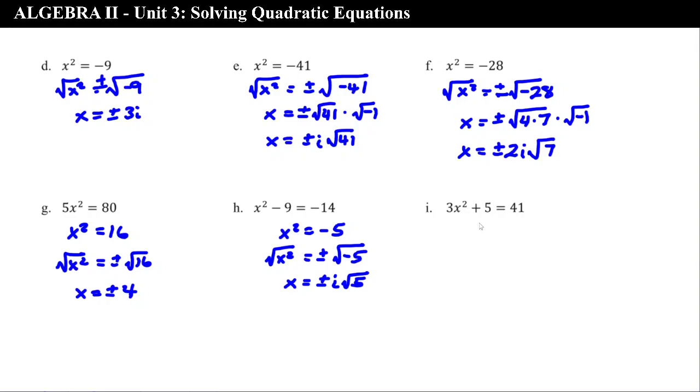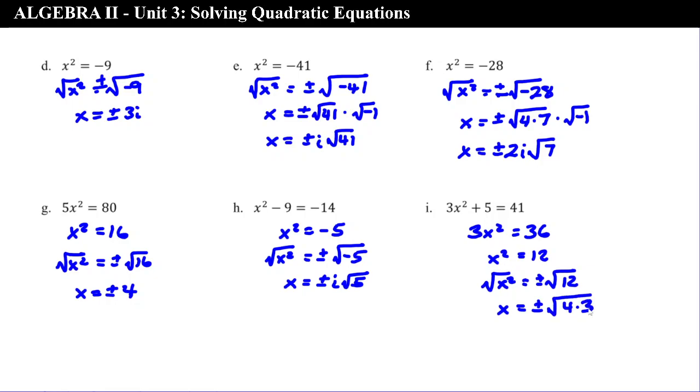And then for this last example in this set, we have 5 that needs to be subtracted from each side. So we'll do that first. That's going to give us 36. Then we divide each side by 3. So 36 divided by 3 gives us 12. Now we can take the square root of each side, plus or minus the square root of 12. X is going to be plus or minus. Can we break up the 12? We can, into 4 times 3, 4 being our perfect square. And so our final answer here is going to be x equals plus or minus 2 square root of 3.